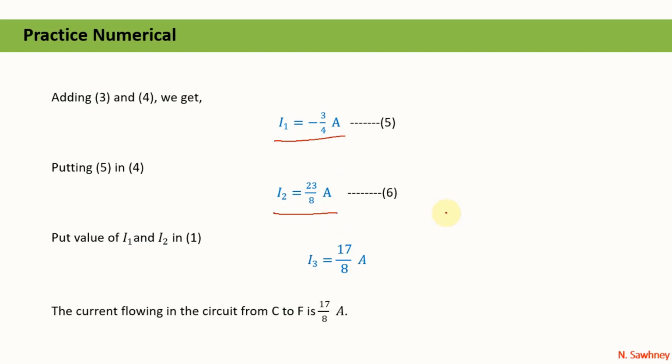Now to obtain I3, let us put this value of I1 and I2 back in equation number 1. And what was equation number 1? It was simply I3 is equal to the sum of both the currents I1 and I2. So adding together we have obtained 17 upon 8 amperes, and that was our requirement. That is, we need to calculate the current flowing through the 4 ohm resistor from C to F, that is 17 by 8 amperes.